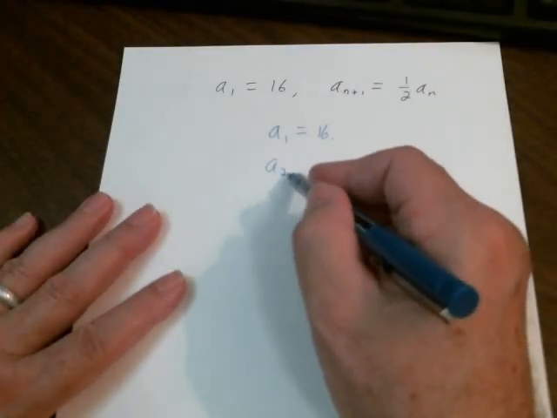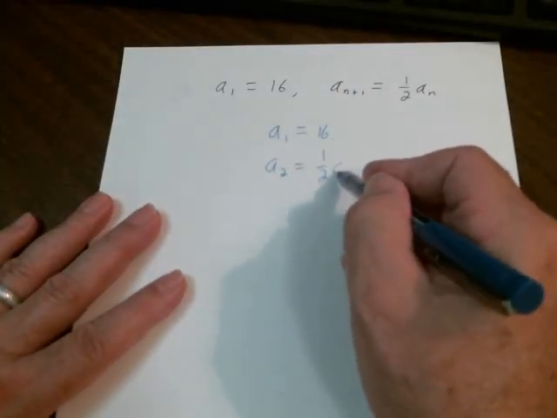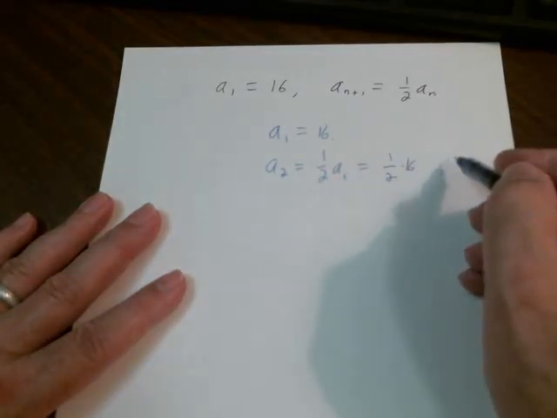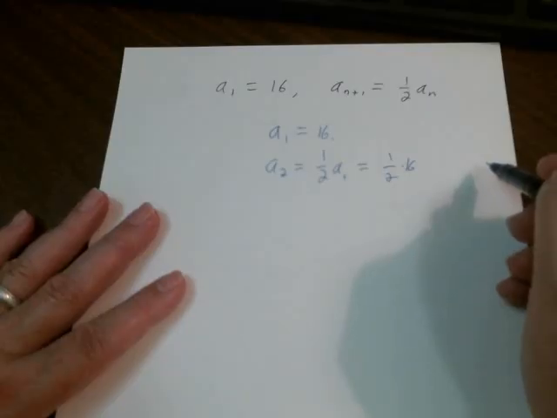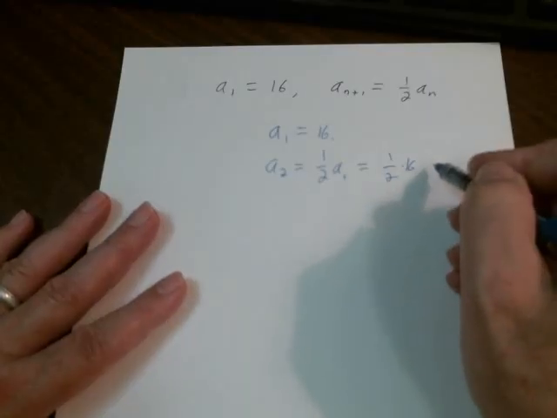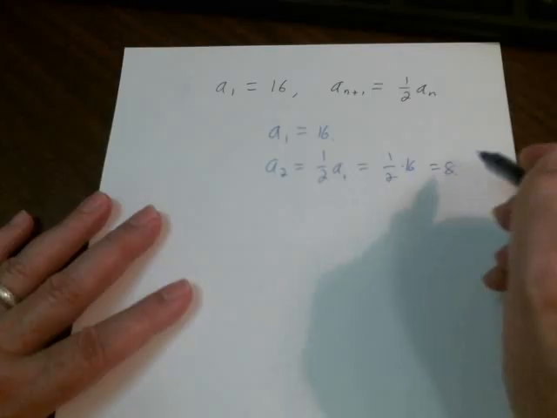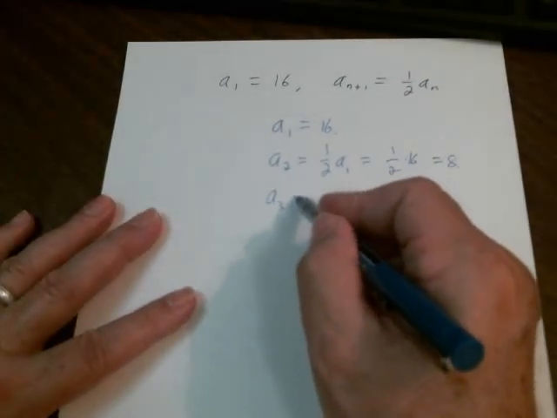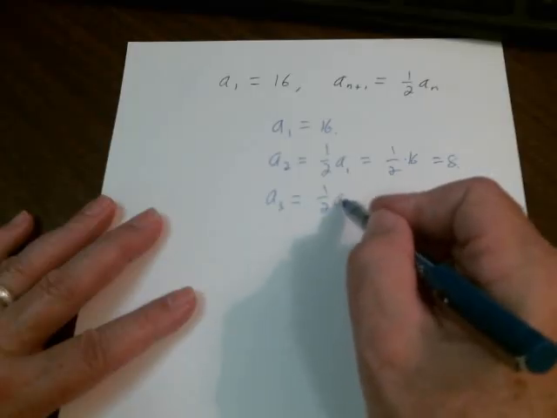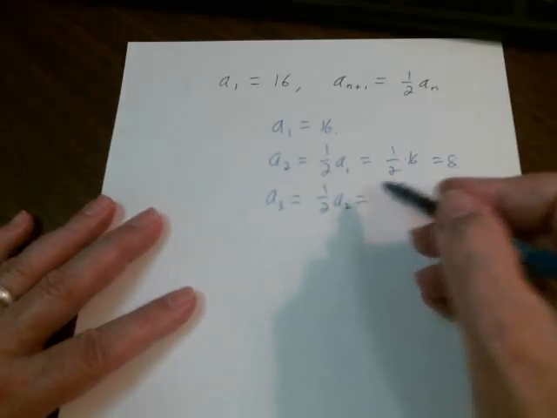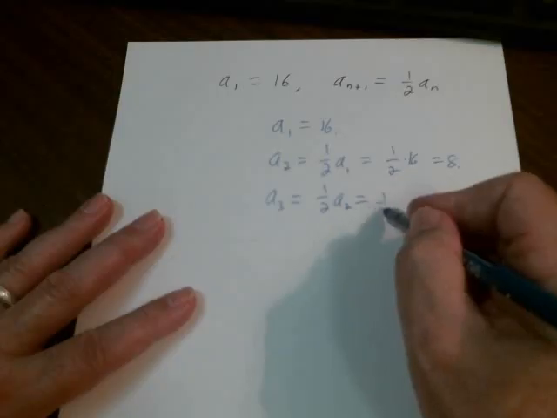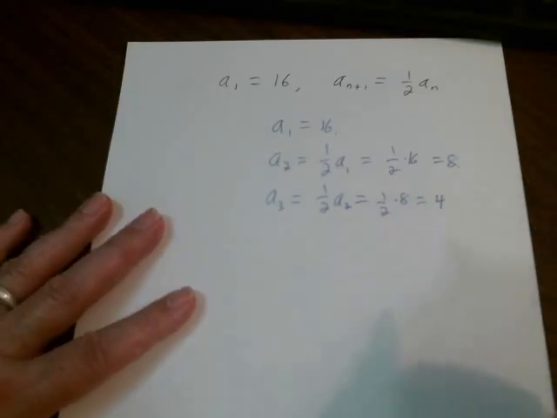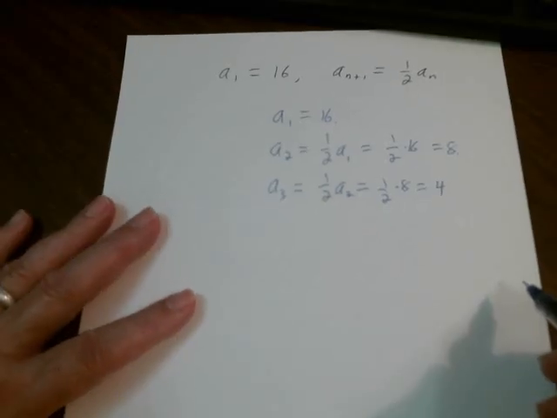A sub 2 is going to equal 1/2 of a sub 1. A sub 1 was 16, so we just need to multiply 16 by half, or if you prefer, divide 16 by 2. That's 8. The second term is 8. A sub 3, the third term, is going to equal 1/2 times a sub 2. Well, the second term is 8. Therefore, 4. 4 is the third term of our sequence.